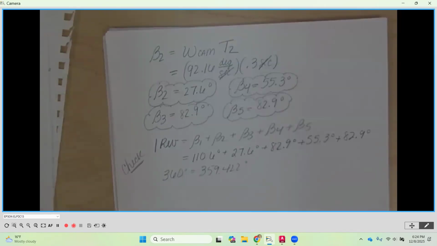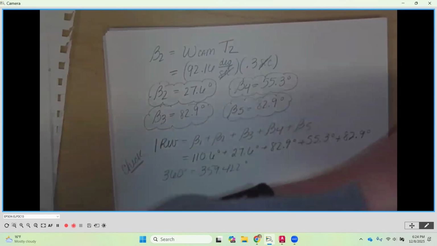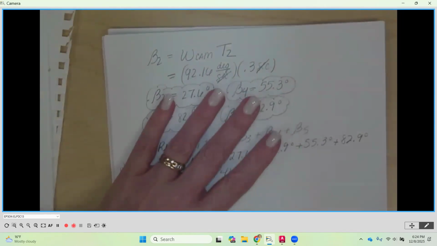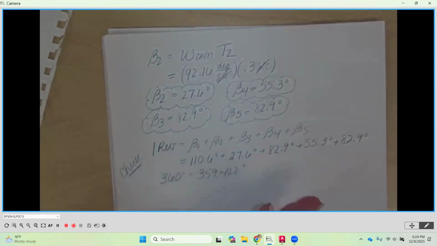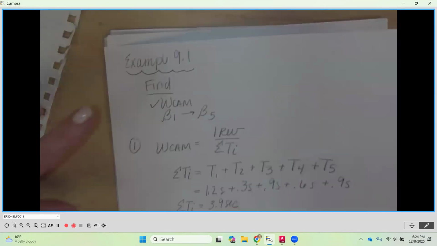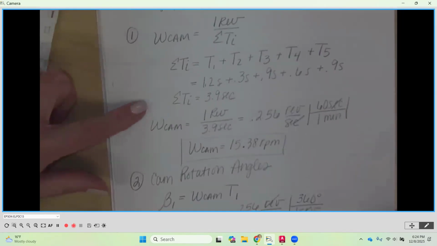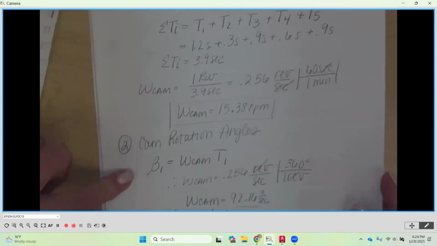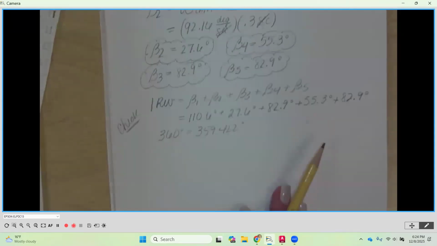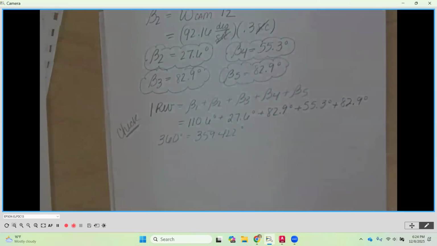Okay. If there aren't any questions, now, this is what I want you to hand in for this example through this step that we just looked at. So step number 1, finding the cam rotation, and then finding the individual betas, and then making sure that you add them up to about 360 or very close to it. That's all that you have to do for this example.